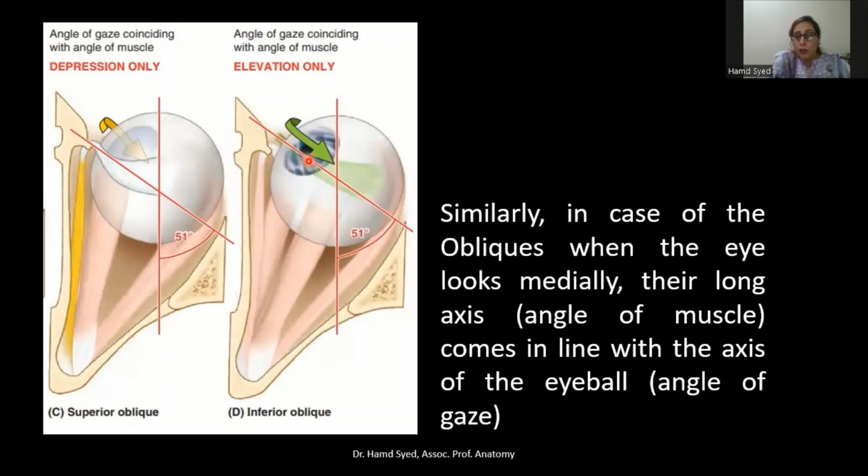So when the eyeball is being adducted, remember the line of axis of the oblique muscles comes in line with the angle of gaze. Otherwise, if the person would be looking straight forwards, as in anteriorly, that would produce a 51-degree angle between the axis of the muscle and the angle of gaze.